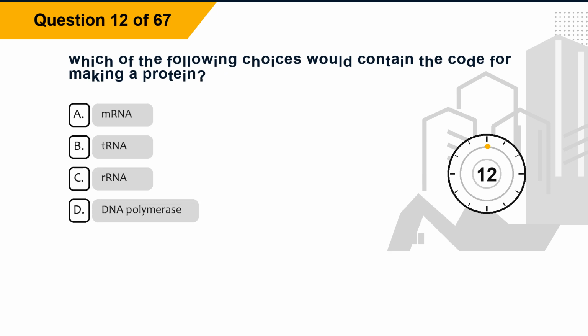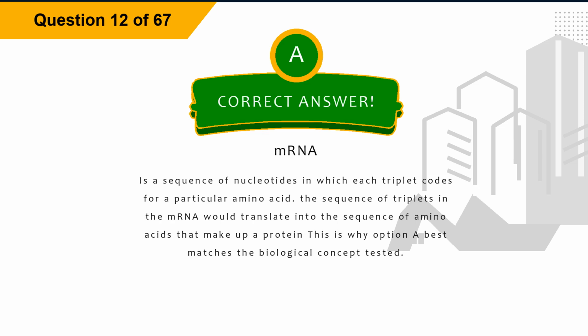Question 12. Which of the following choices would contain the code for making a protein? Option A, mRNA. Option B, tRNA. Option C, rRNA. Option D, DNA polymerase. The correct answer is option A, mRNA.